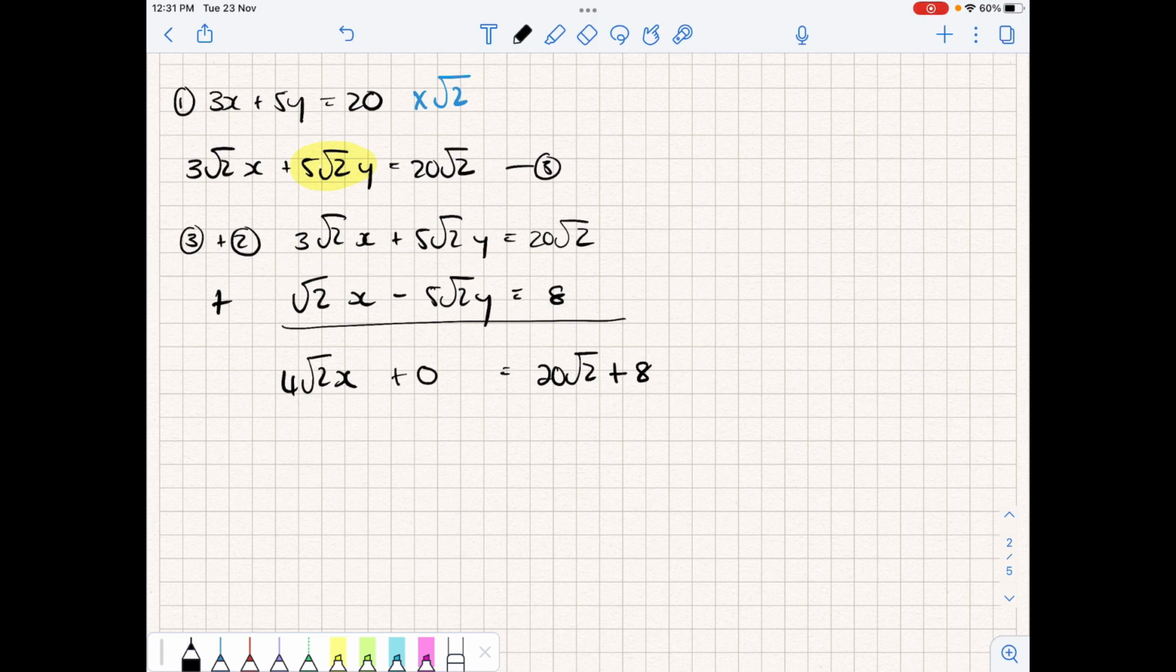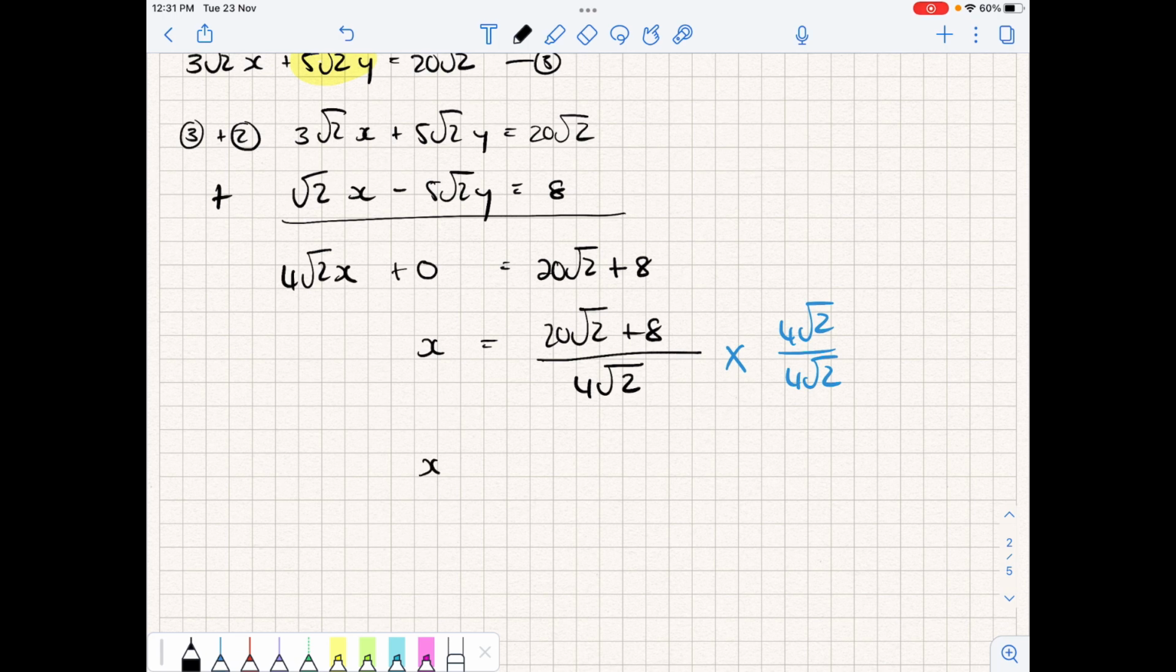Now just like before, we need to isolate x on the one side, which we do have, and we're going to divide through by 4 square root 2 to isolate x on its own. So we'll get x equal to 20 square root 2 plus 8 divided by 4 square root 2. Now, once again, we want to rationalize the denominator. So we're going to multiply this by 4 square root 2 over 4 square root 2.